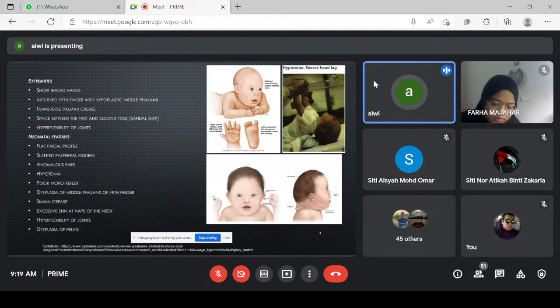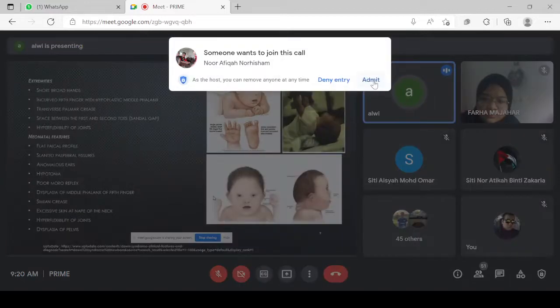Okay, the extremities, the fingers, the hand: they've got short, broad hands, trident fingers. It's difficult to see, but it's a trident finger. And they've got a transverse palmar crease, and then they've got clinodactyly of the fifth finger, so an incurved fifth finger with hypoplastic middle phalanx. And then they've got a sandal gap at the lower limb.